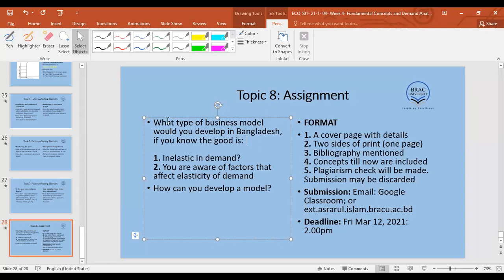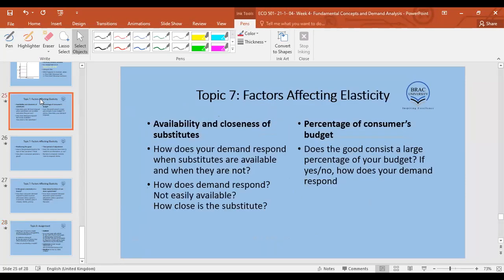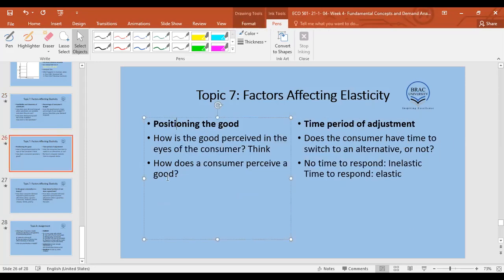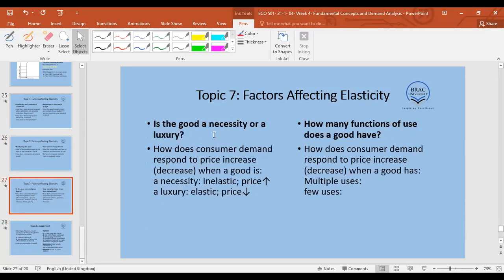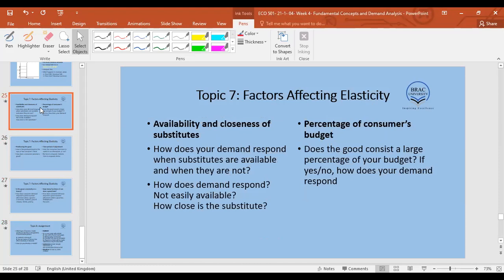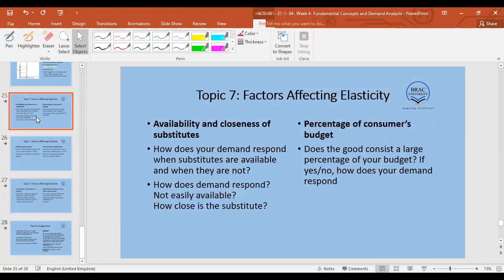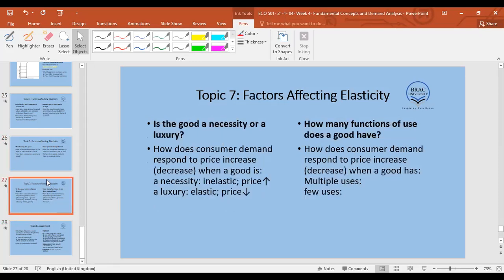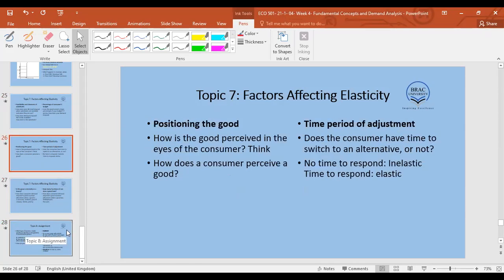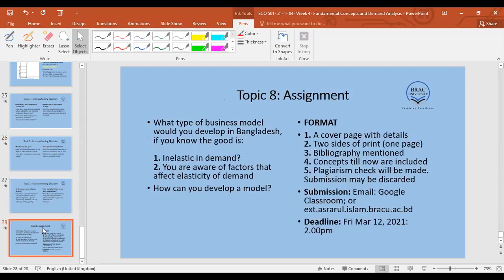Number two, you are aware of the various factors that affect elasticity of demand or price responsiveness: availability and closeness of substitutes, percentage of consumers' budget, and how the good will be positioned. I discussed super shops; you can discuss something else. Time period of adjustment, you also know. And finally, whether the good is a necessity or has multiple functions. Now, in your particular case, you might say, I don't even need the last two, I want to focus on only these four factors. No problem, you do that. If you say you want to focus on only 3 of these 6 factors, no problem.